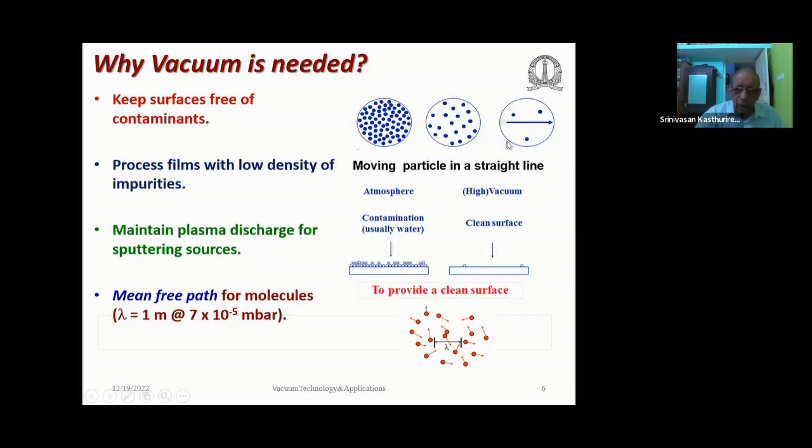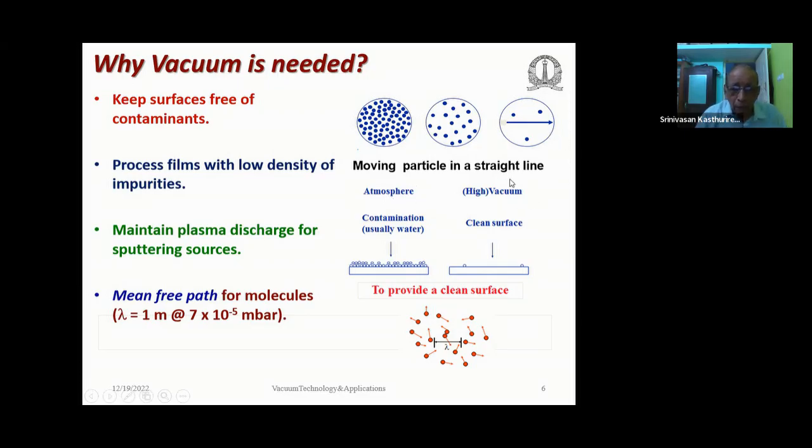Now, if you imagine that this circle is actually a chamber in which the dots are equivalent to molecules, then the first one contains large number of molecules. The second one is having relatively less number of molecules, and the third one is having very less number of molecules, or you can call it as high vacuum. So the first one can be talked about as atmospheric pressure, and then the last one is the high vacuum zone.